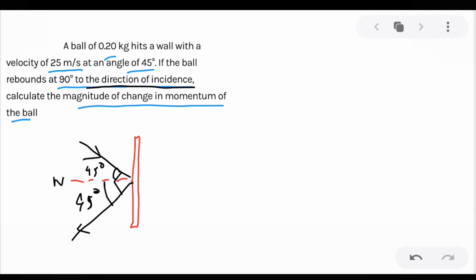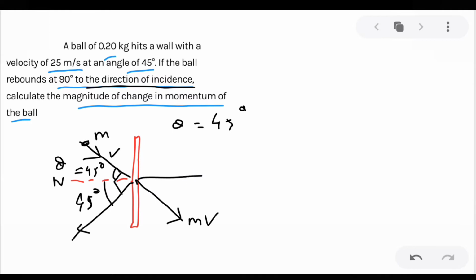Now we have to find the change in momentum. Mass is given. Let us take the mass as m and velocity as v. Now calculate the change in momentum. See, the ball is coming in this direction, so the momentum is mv. Let us take this angle to be theta, so here theta is 45 degree. I'm extending the normal in the opposite direction. Now this angle is theta, so this angle is also theta.